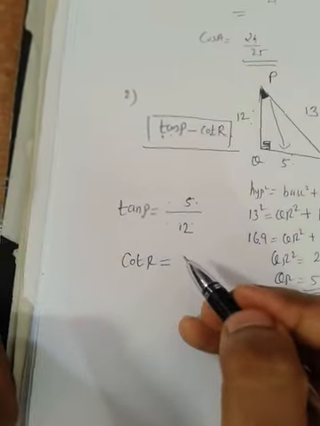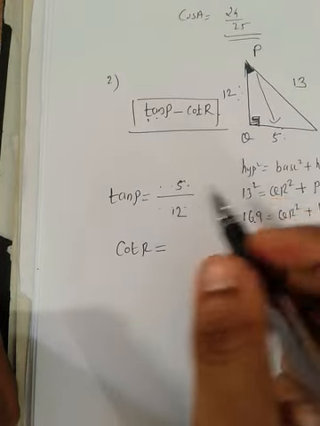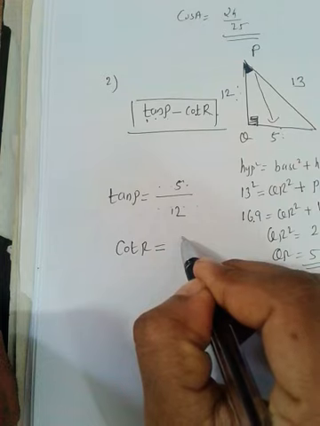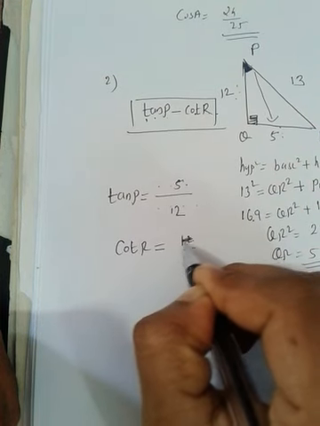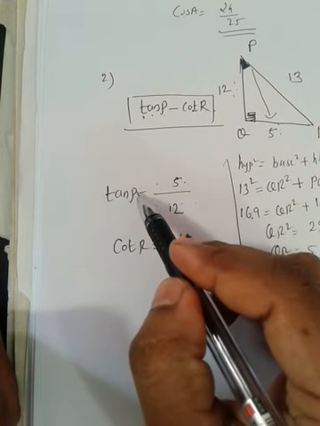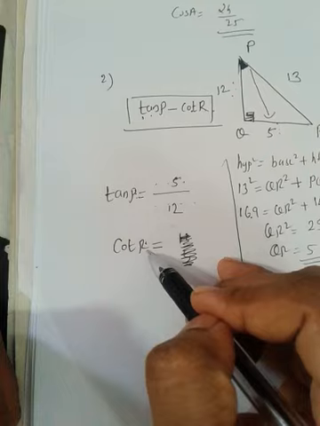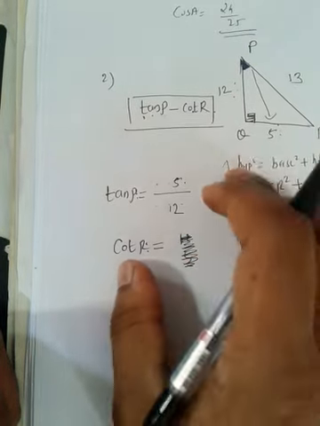So we already calculated tan, then cot will be the reciprocal of that. If tan is equal to 5 by 12, then cot will be 12 by 5. No, you are wrong. You are absolutely wrong. Why? Because here the angles are different. If the angles are different, we cannot apply this property.